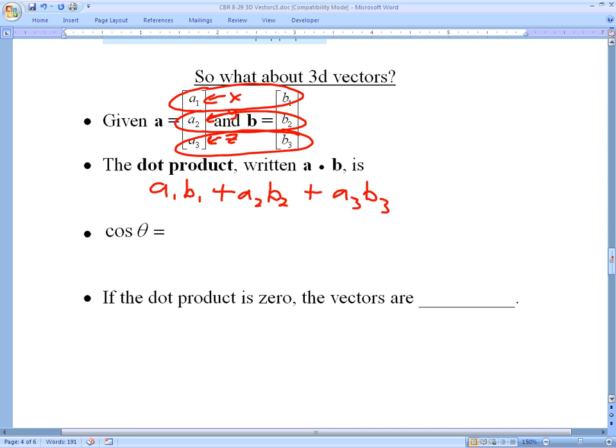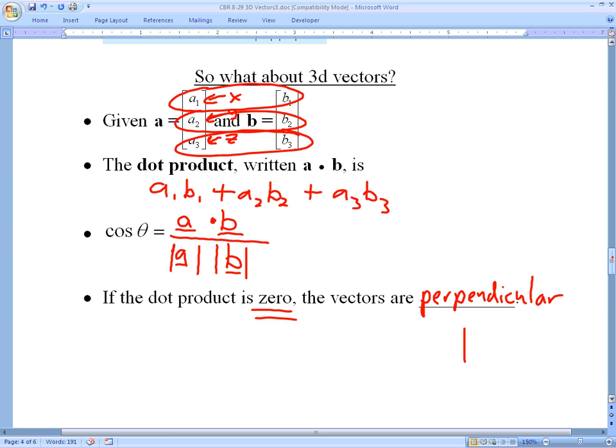Now, what about the cosine? Well, we still have the dot product, which I just wrote above, which is a dot b. I always got confused. I'm like, oh, 3D vectors, still two on the top because it's only two vectors. Vector A and vector B, they just have three components each. And then we still just do the magnitude. We've got the magnitude of A and the magnitude of B, which again is still based on the Pythagorean theorem. It just has that extra component getting squared. And last but not least, if the dot product is 0, then the vectors are perpendicular, which means they cross at a 90-degree angle. Very important.